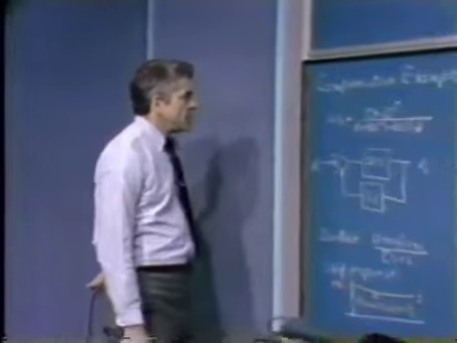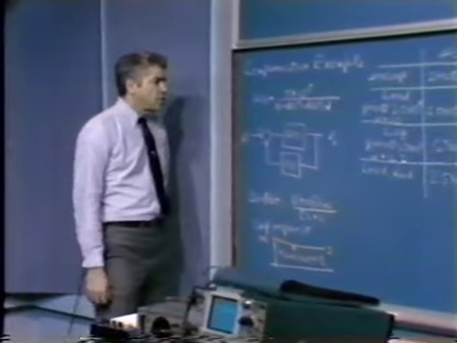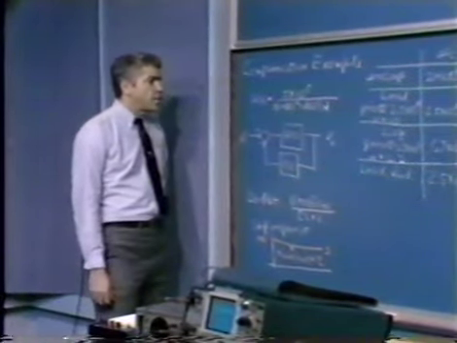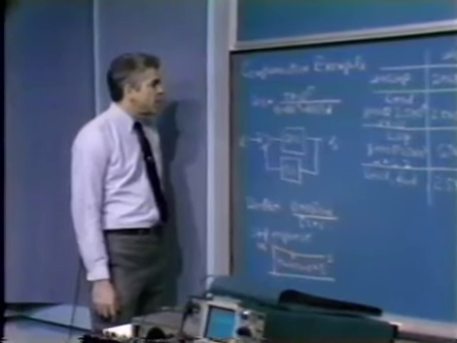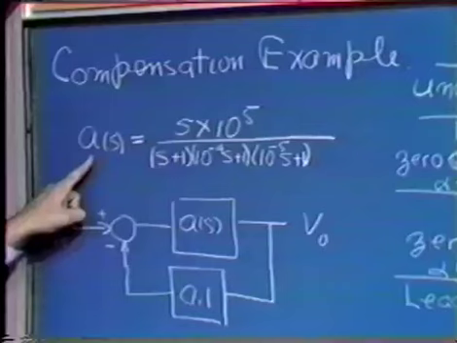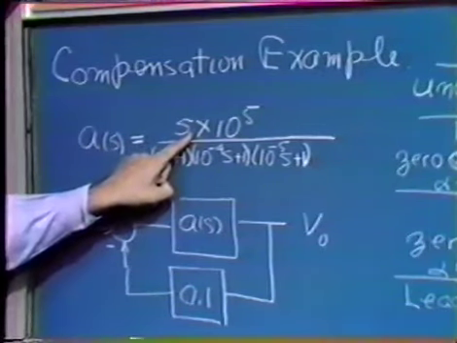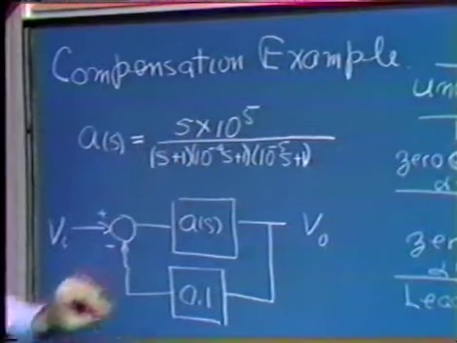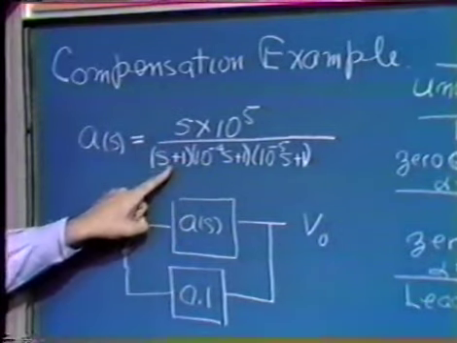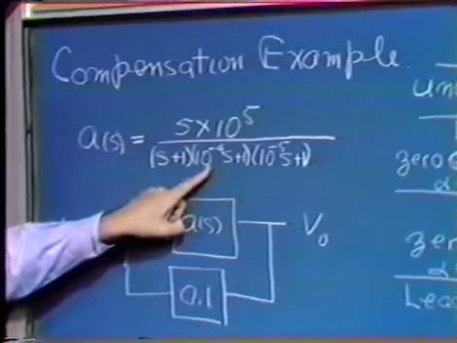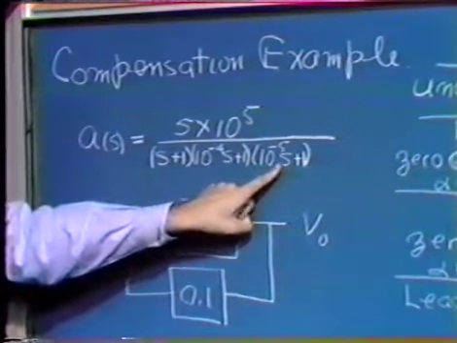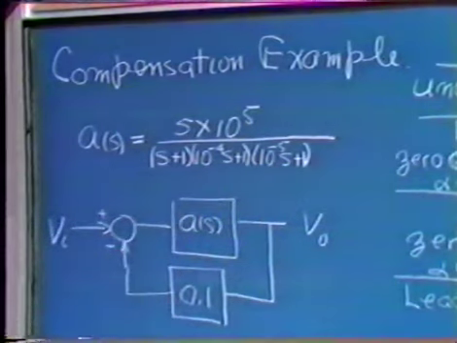We assume that the transfer function associated with the operational amplifier that we have to use in this application has an A of s equal to 5 times 10 to the 5th over 3 poles. One pole located at 1 radian per second, and then 2 much higher frequency poles located at 10 to the 4th radians per second and 10 to the 5th radians per second. As I said, we have no possibility of changing that.